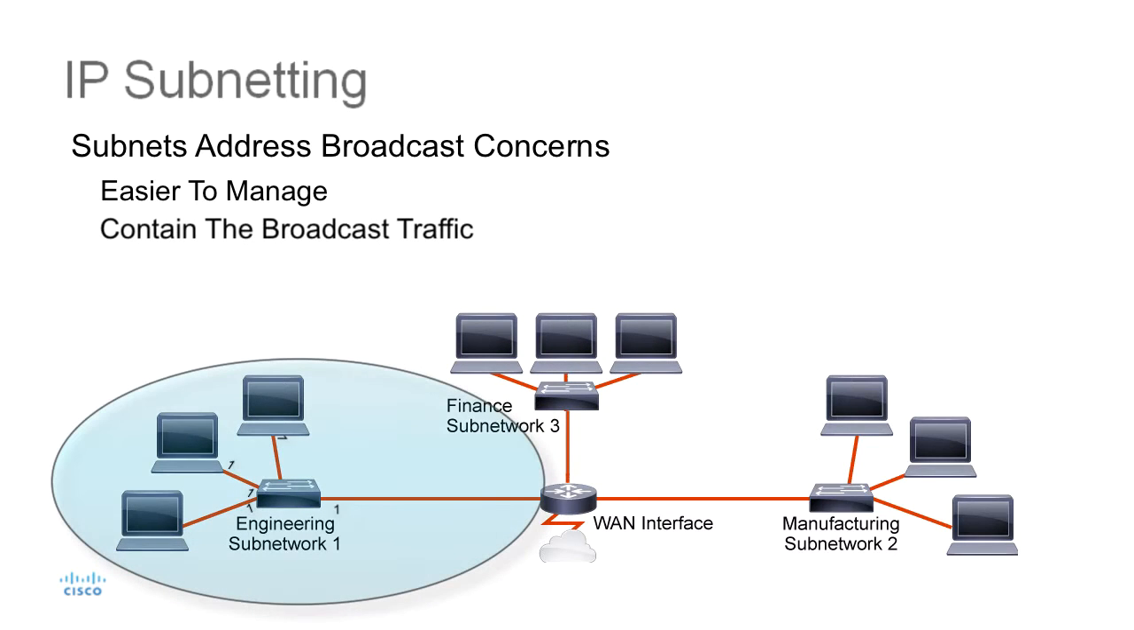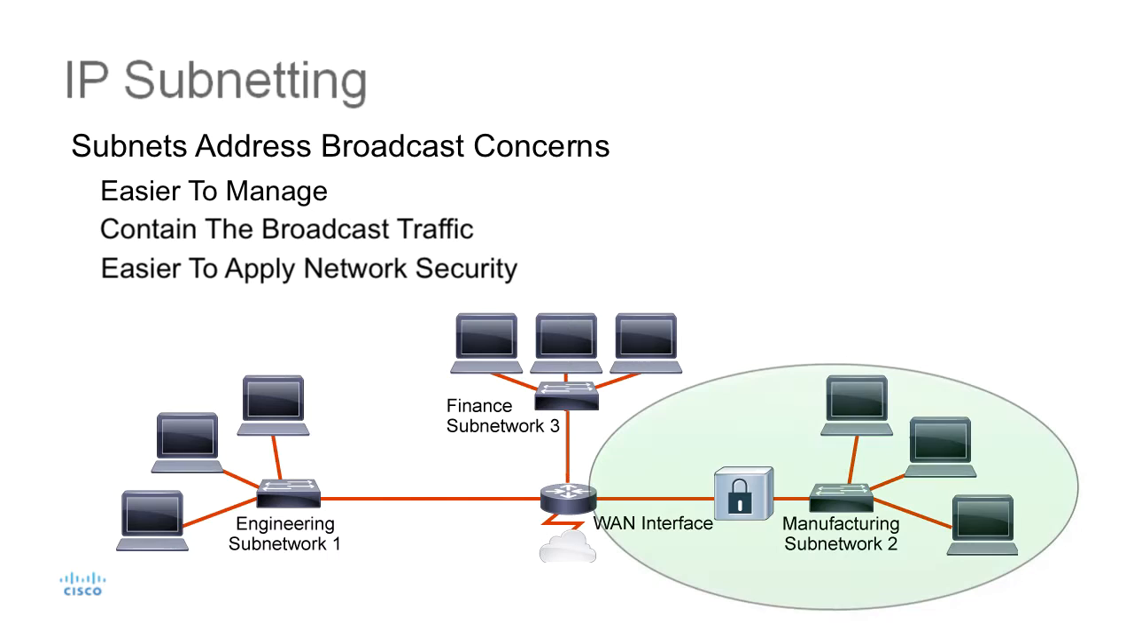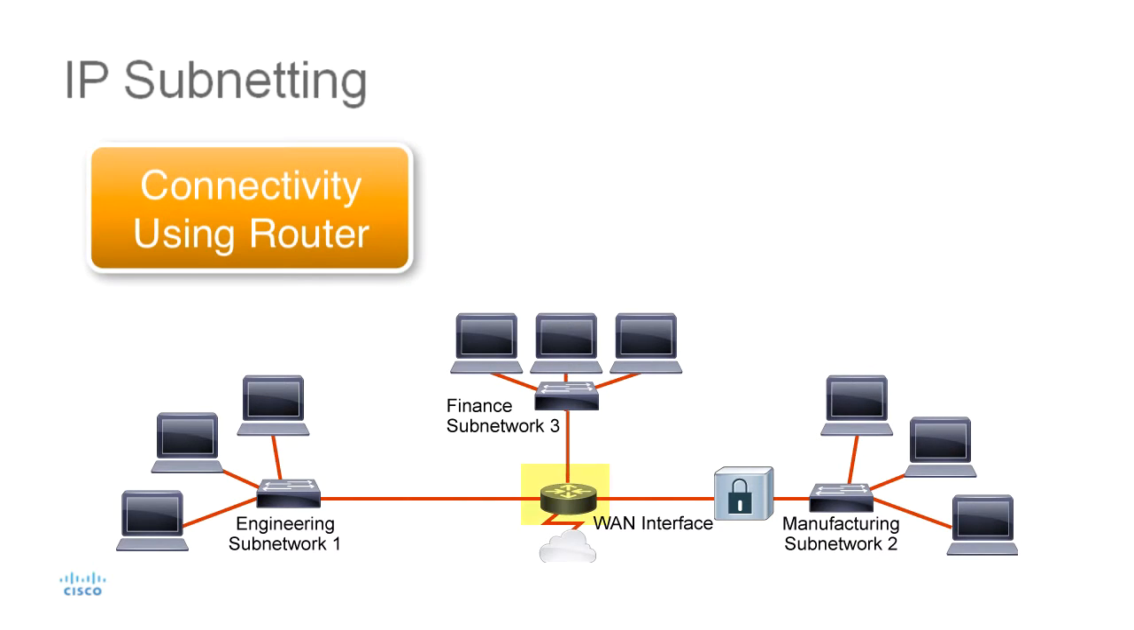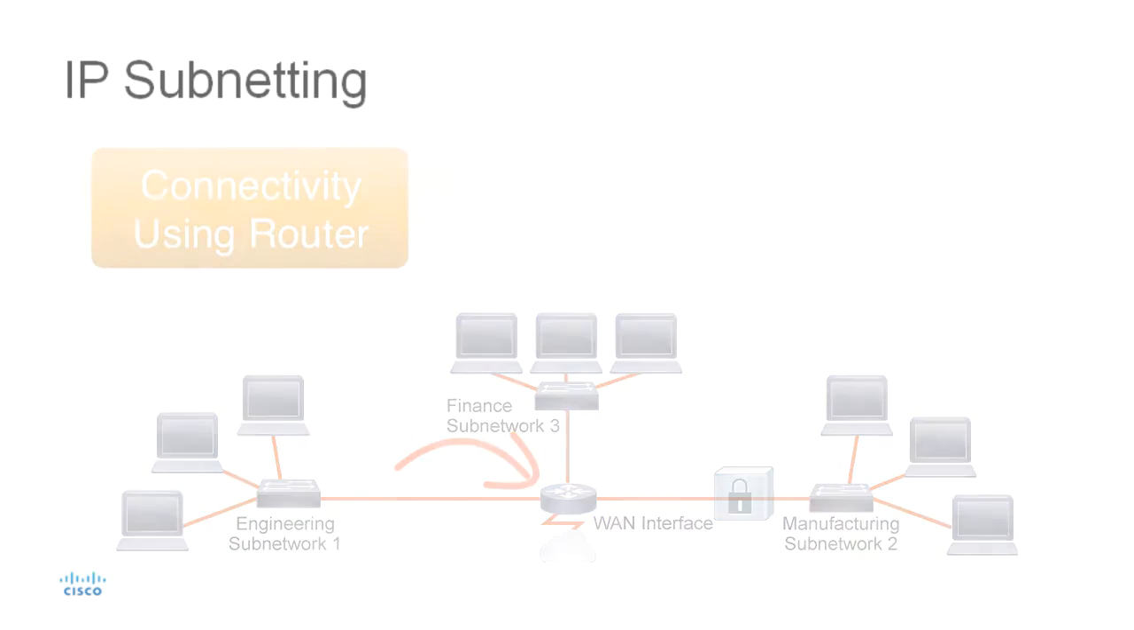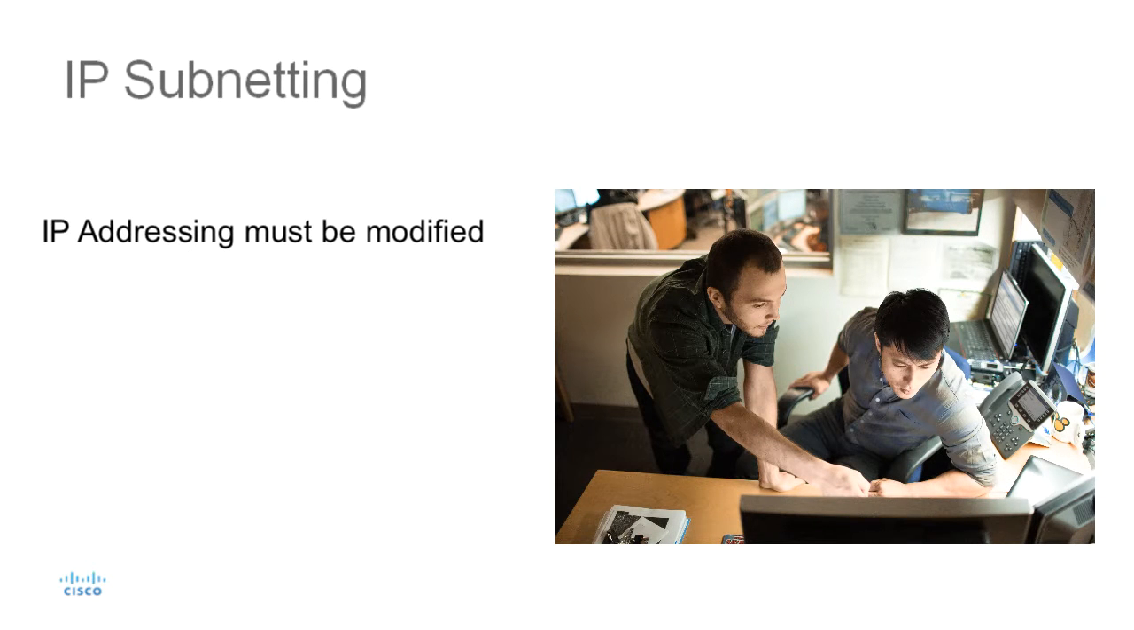Smaller networks contain the broadcast traffic to the individual subnets, which reduces the overall amount of broadcast traffic, thereby improving performance. And of course, it's easier to apply network security measures at the interconnections between subnets than within a large single network. In a network with multiple smaller subnets, connectivity between those subnets is provided by using a router. And the IP addressing that's used in a large single network needs to be modified to accommodate the requirements of segmentation. By introducing a subnet mask, we can identify the network significant portion of an IP address.